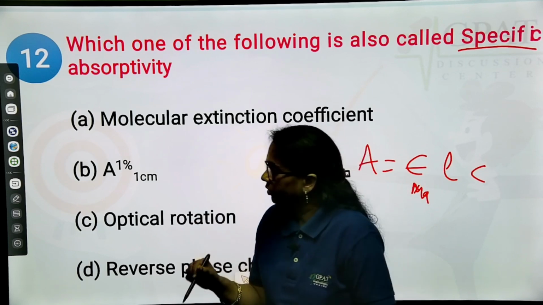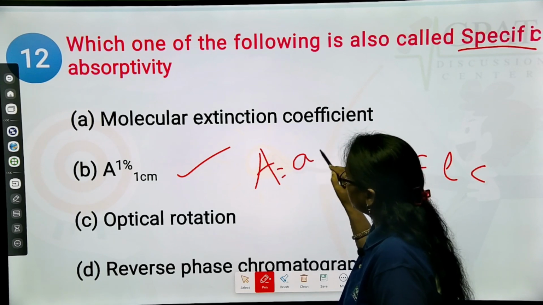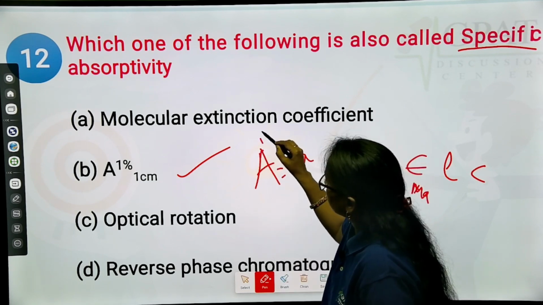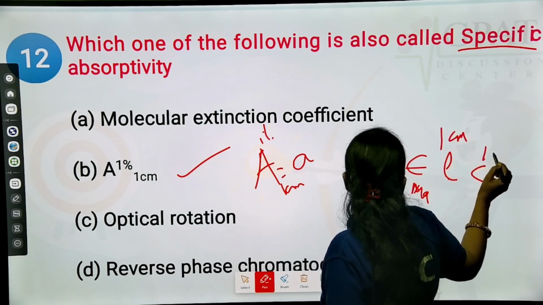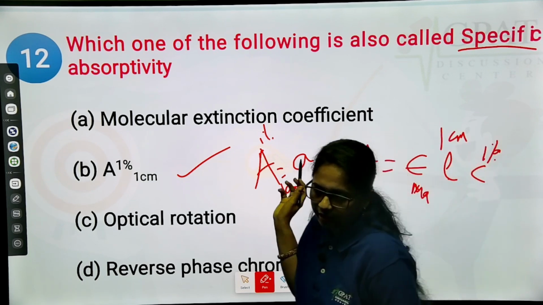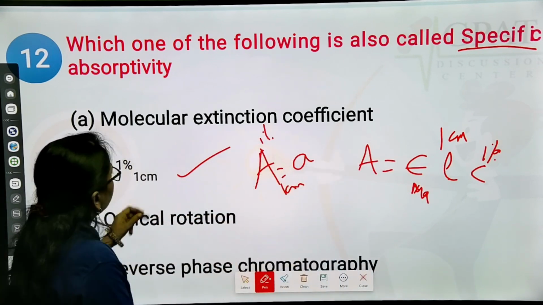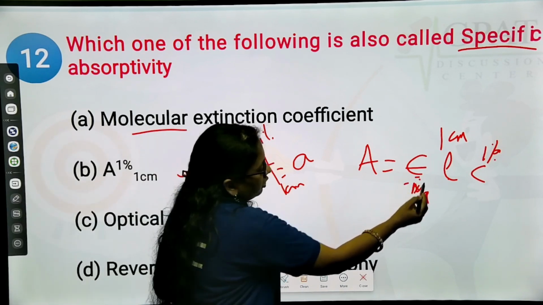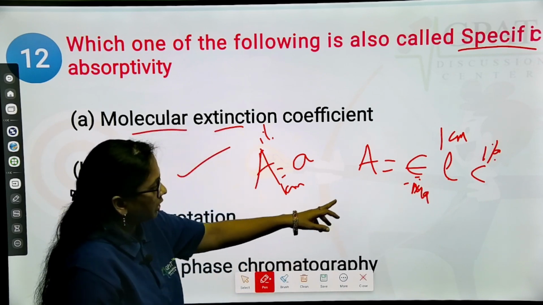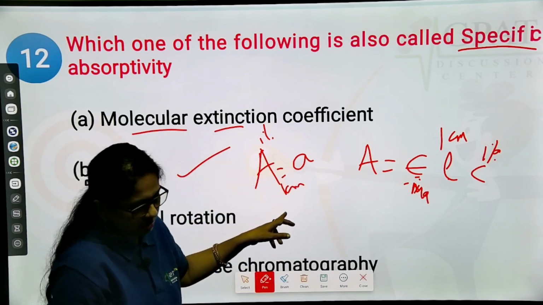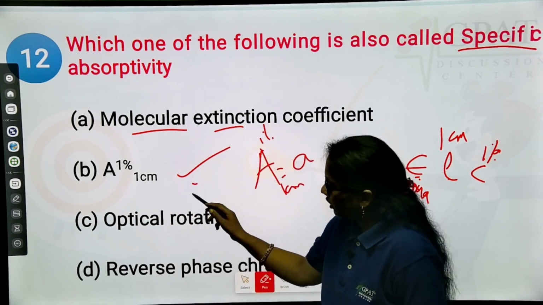Specific absorptivity means you are going to see A 1% 1 cm, then the equation becomes A equal to small a. Whenever you see this 1% 1 cm, that is L, 1 centimeter path length, concentration 1%. In this case only, capital A becomes equal to small a, and it is called the specific absorbance value, okay. Molar extinction coefficient means normal epsilon. Here the concentration is not 1% and the path length is not 1 centimeter. Whenever these two are 1% and 1 centimeter, only then is the absorptivity value called specific absorptivity. So automatically B is the right answer.